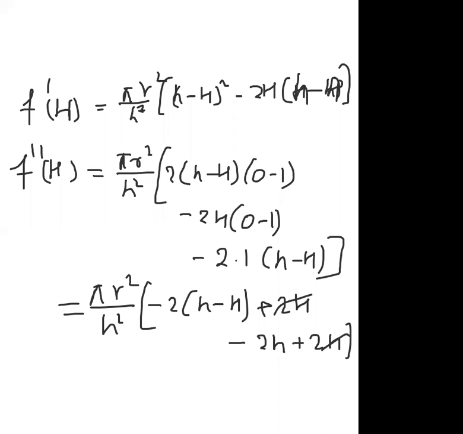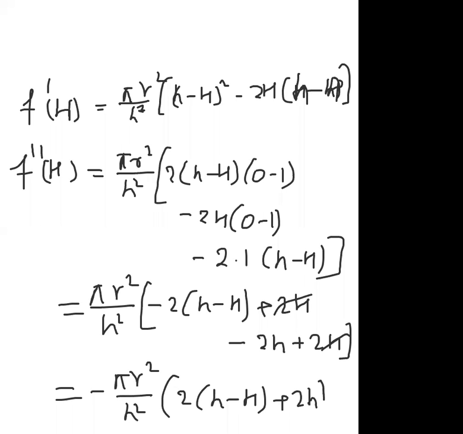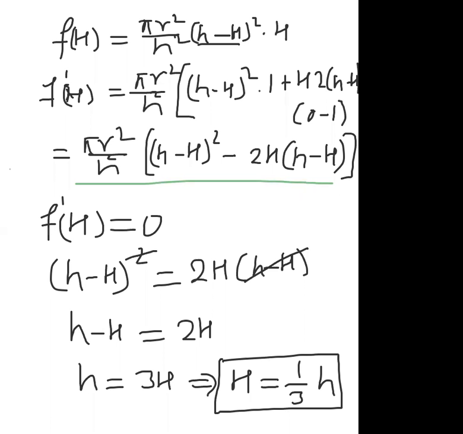Now see, overall negative sign we can take common. It becomes minus pi R square upon H square, (2H minus H plus 2H). So we are able to see overall is negative. So volume will be maximum when the height of the cylinder is 1/3 the height of the cone.